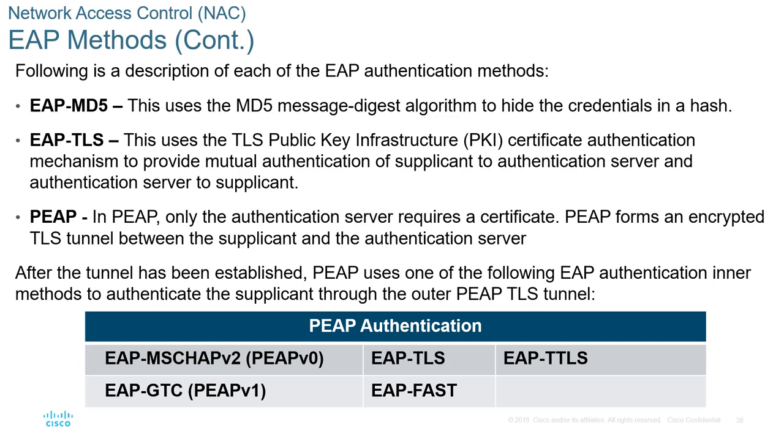The authentication methods for PEAP are going to be MSCHAP, EAP-GTC, EAP-TLS, EAP-FAST, or EAP-TTLS. And then with CHAP and GTC, there are different versions of that. So EAP-GTC is actually now known as PEAP v1, and EAP-MSCHAP is now PEAP version 0.